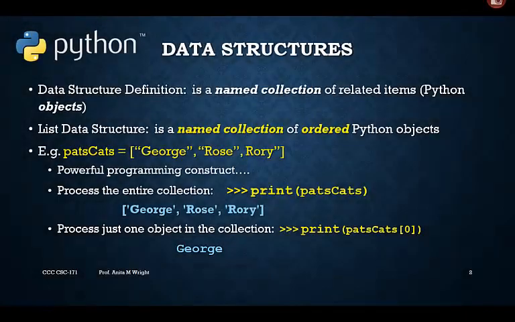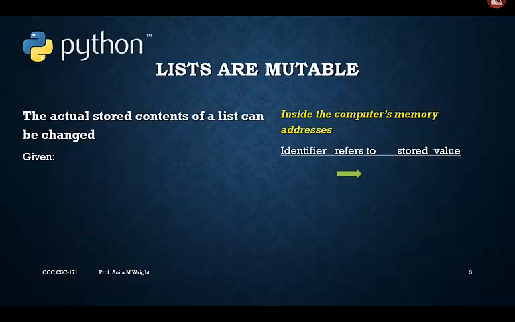For those of you with prior programming language experience, you probably have noticed that the list is similar to an array. That is correct, except that there is no restriction on the individual types of objects stored. They are not necessarily all the same type. We say that lists are mutable. The actual stored contents of a list can be changed.